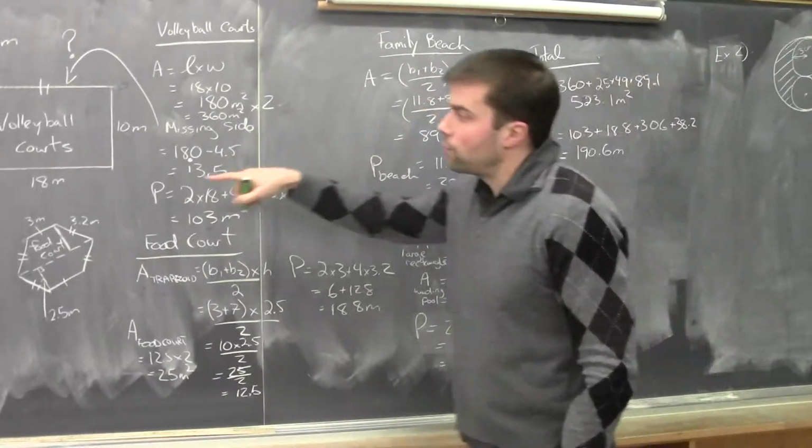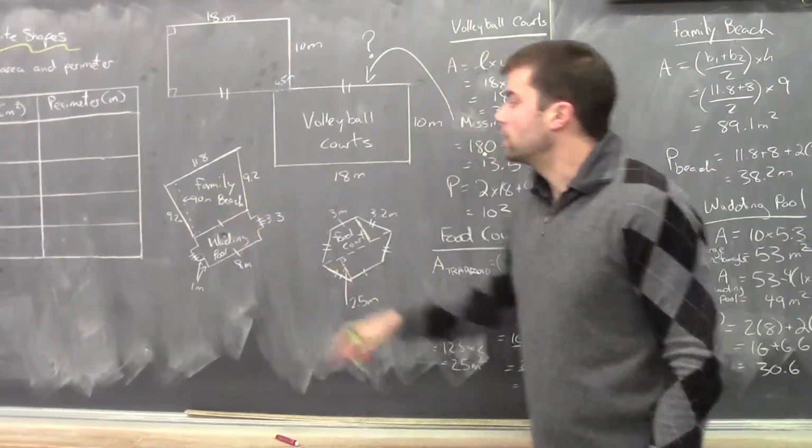The area of the family beach. Again, we can consider it being a trapezoid, so we're going to use that same formula.